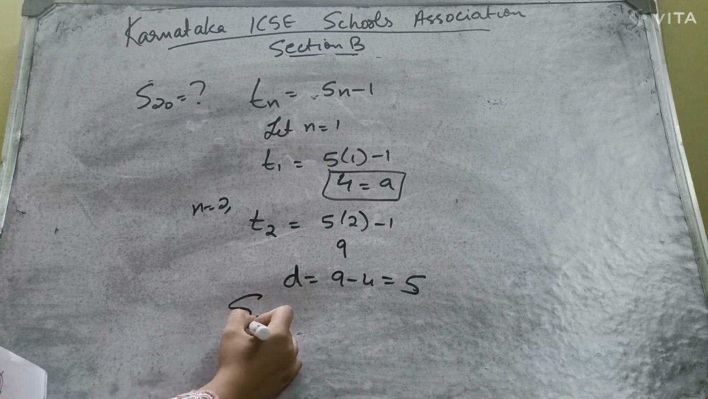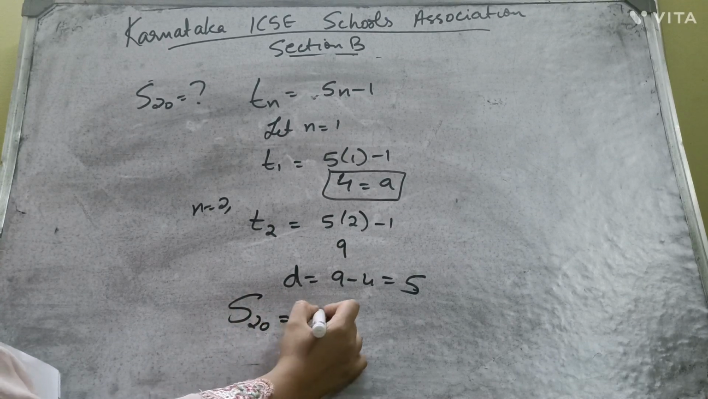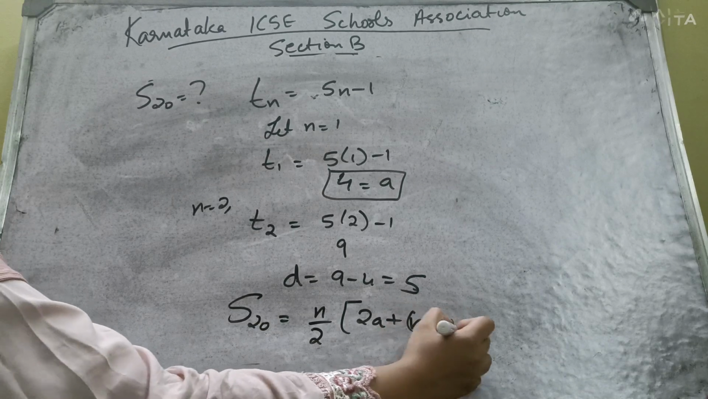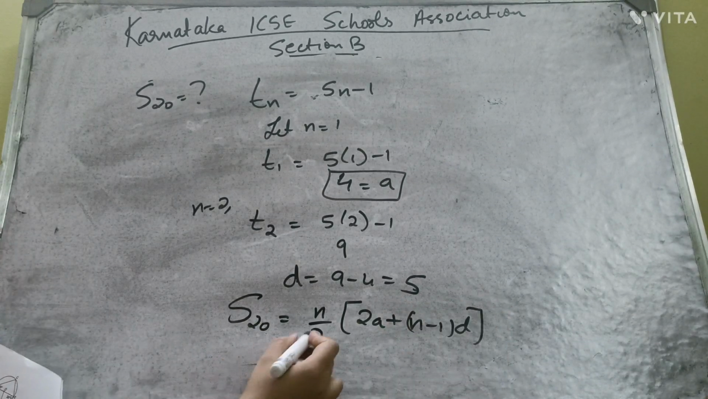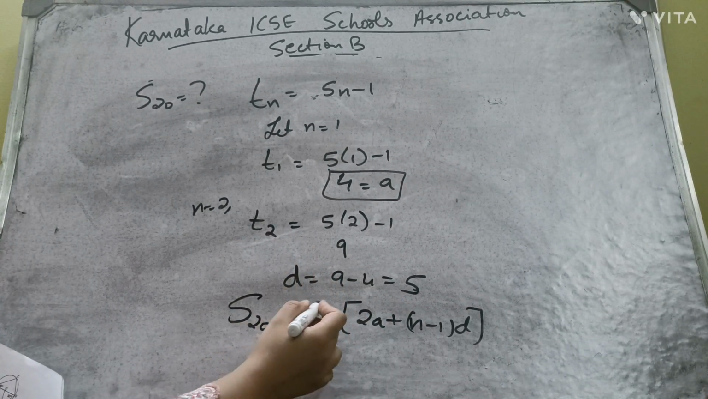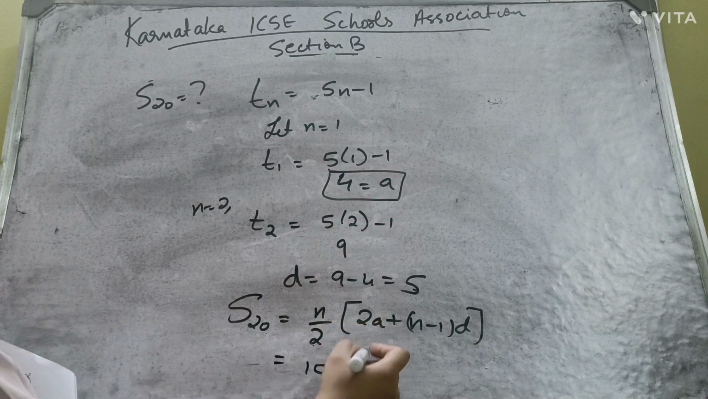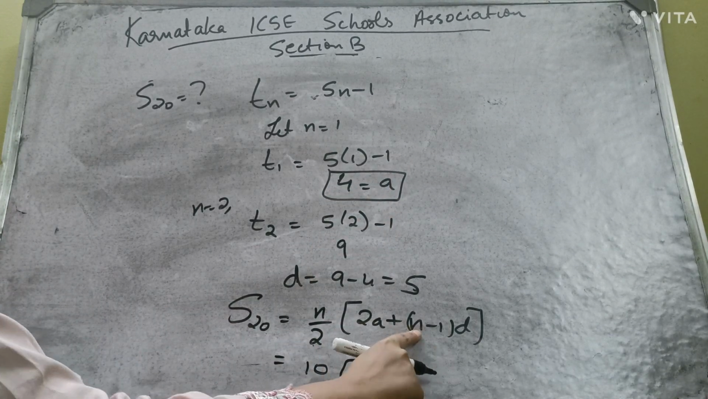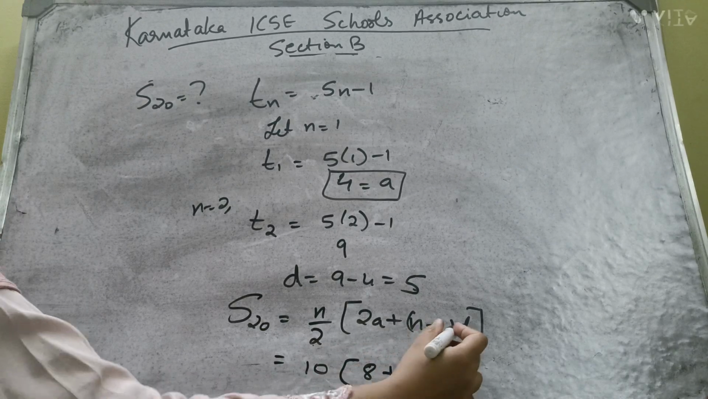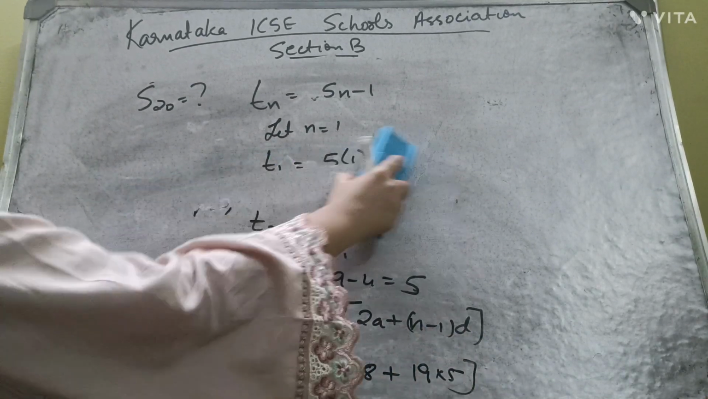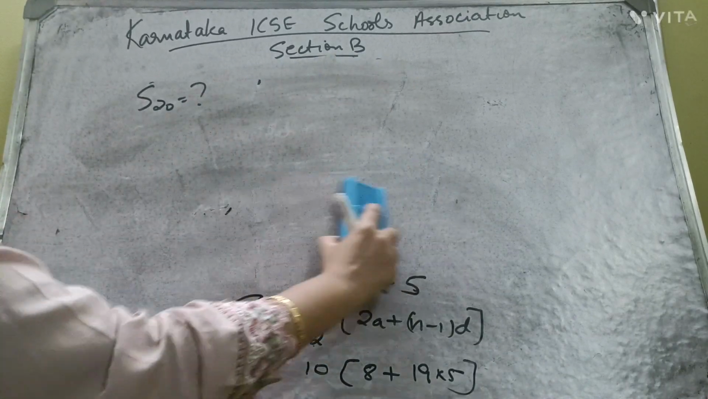So we know the first term, we know the difference. Now we can easily find the sum of first 20 terms. So the formula is n by 2 into 2a plus n minus 1 d. So n is 20. So 20 by 2 will be 10. 2 into a is 4, 2 4s are 8. n is again 20 minus 1, 19. d is 5.